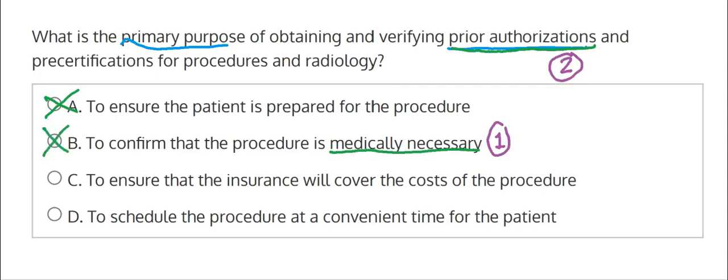Option C says to ensure that the insurance will cover the cost of the procedure, and that seems to cover what the prior authorization is. We're looking for coverage of the cost by the insurance company, and that's why we need the prior authorization in order to get that coverage. So option C looks good, but let's just see option D here, which says to schedule the procedure at a convenient time for the patient, and that wouldn't be part of the prior authorization. That would be just part of scheduling. So we can eliminate option D, and that leaves us with option C, which is the correct choice here.